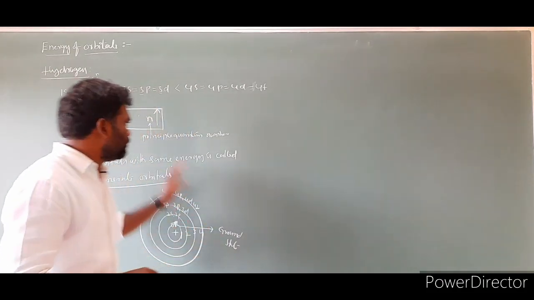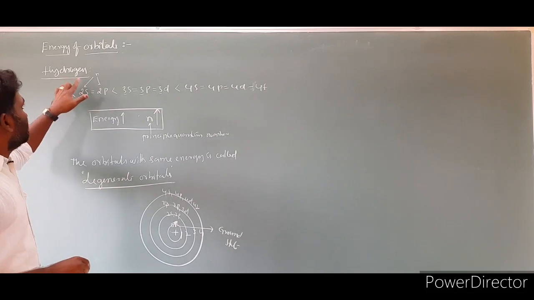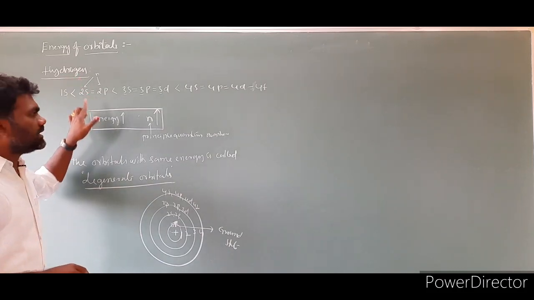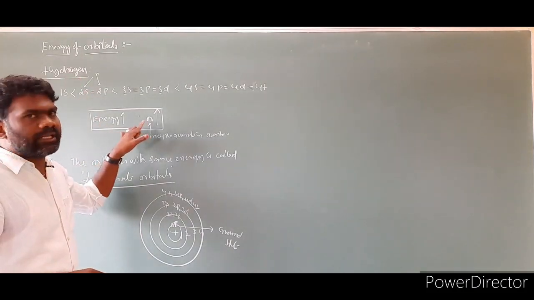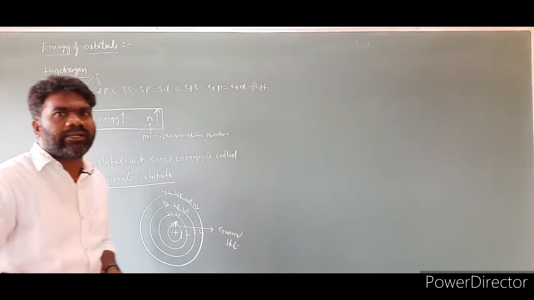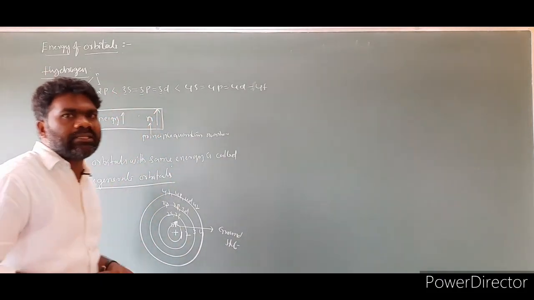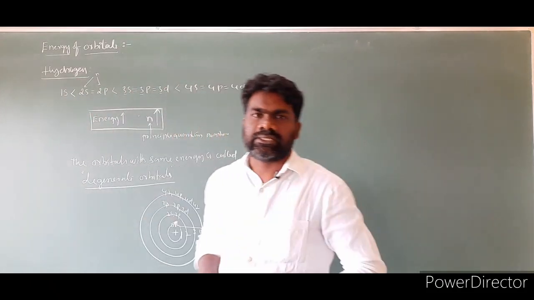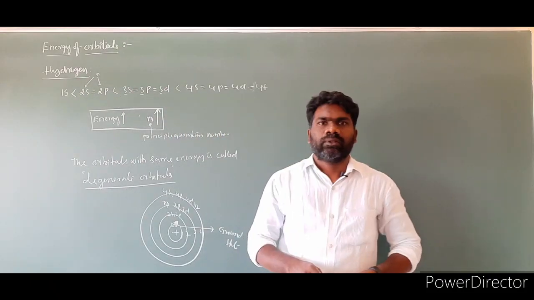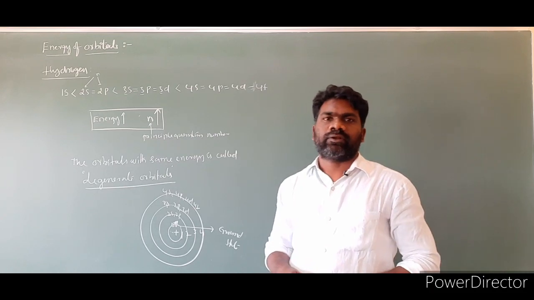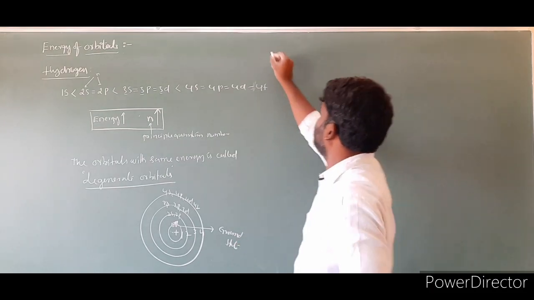That is the conclusion. So the point is, the energy of orbitals in hydrogen depends upon the n value; as n increases, the energy increases. The orbitals with the same energy are called degenerate orbitals. This is hydrogen. Next one is the energy of electron in a multi-electron atom.